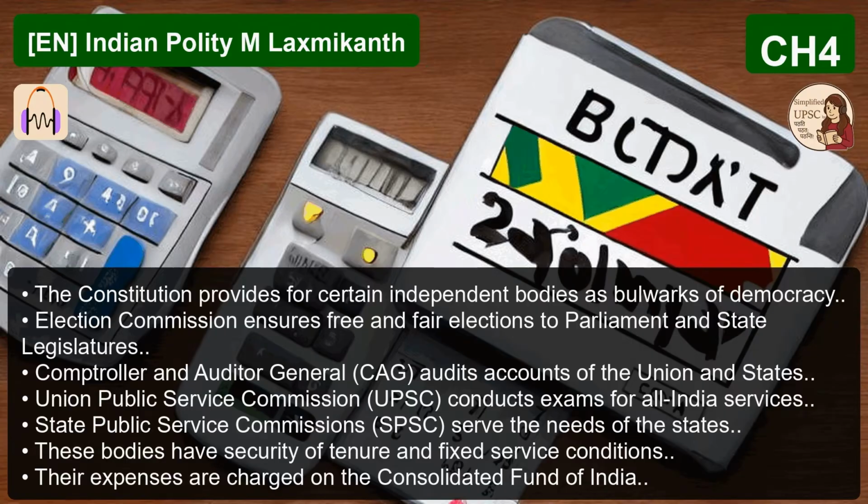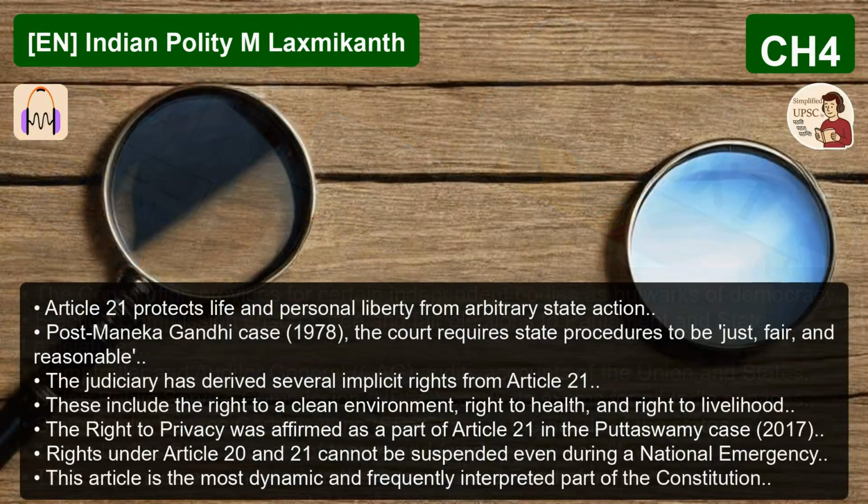Exactly. Finally, in this section, we turn to the citizens' responsibilities, the fundamental duties, FDs. These were added much later in Part 4A through the controversial 42nd Amendment Act in 1976 during the emergency. Based on the Swaran Singh Committee recommendations. Right. Initially, there were 10 duties. The 86th Amendment Act of 2002 added the 11th, related to parental duty to provide educational opportunities to children.